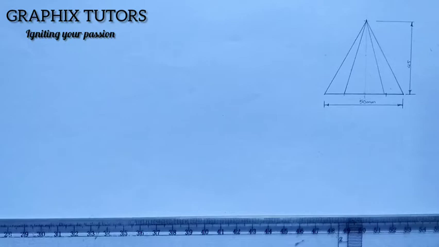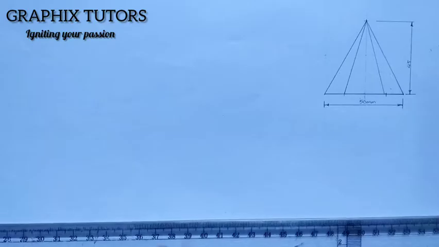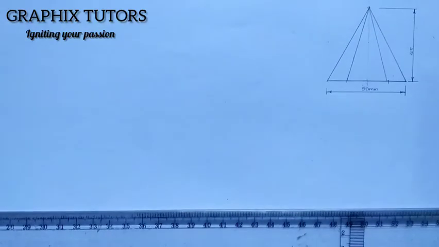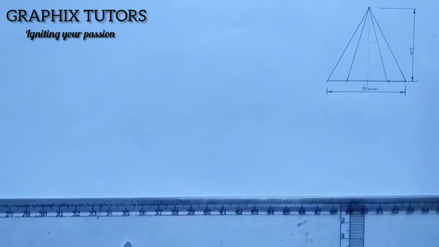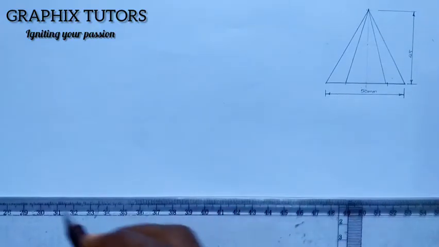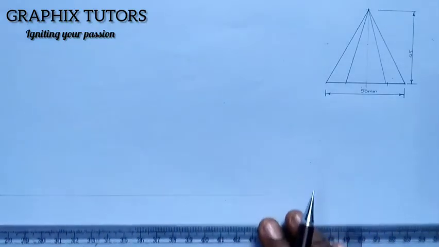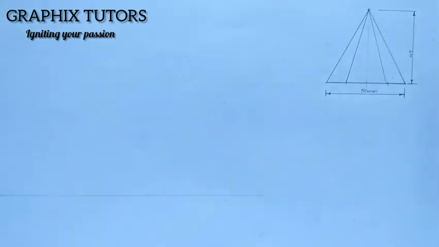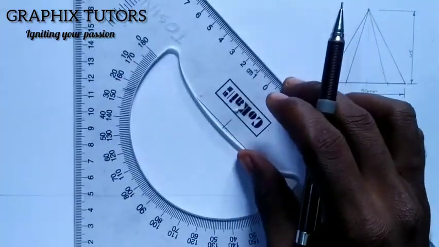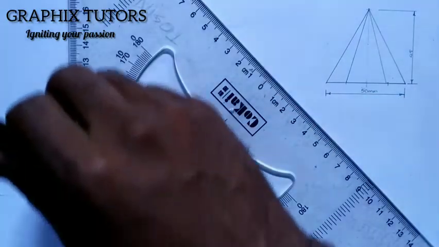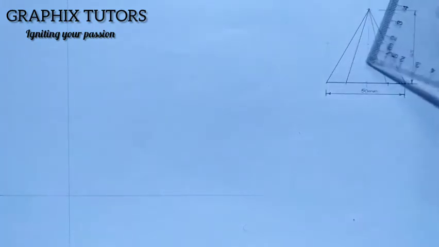So let's start. Like I said earlier, you draw your horizontal line, which will be something like this. And you also draw your vertical line, which will be something like this, right? So this is the first step.